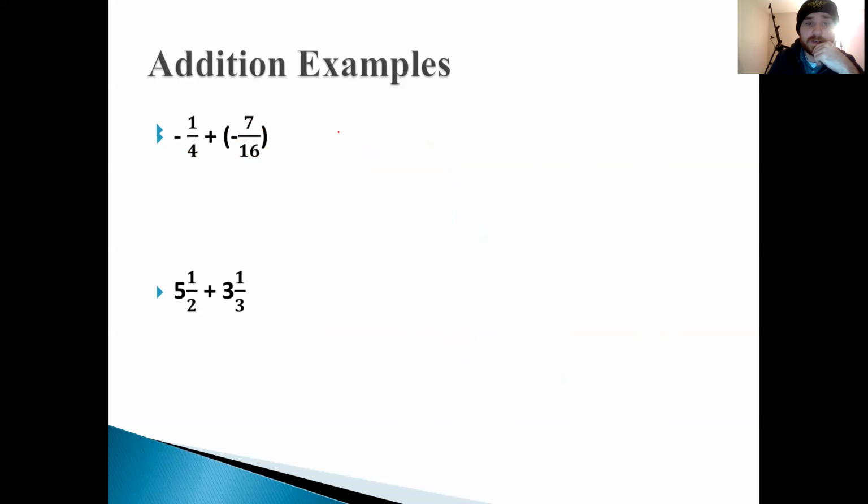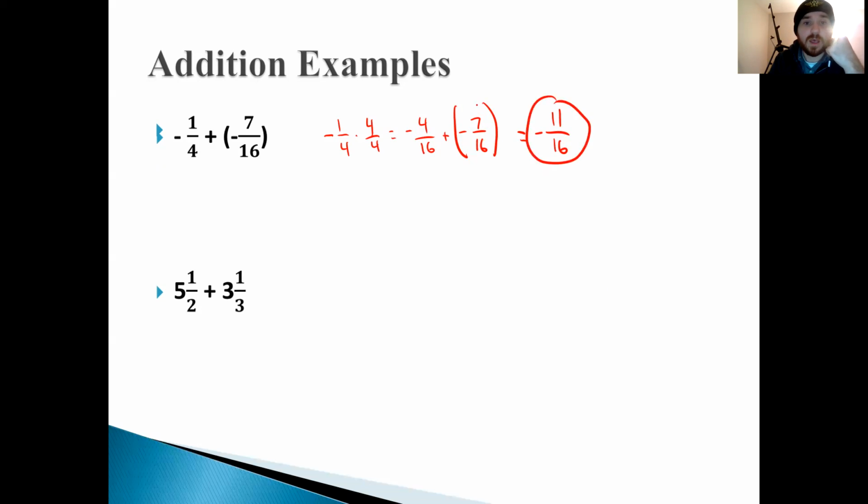The lowest common denominator is 16. So we're going to take that negative 1/4, multiply it by 4 over 4. That gives us negative 4 over 16 plus negative 7 over 16. We've got a negative plus a negative, so that just gets more negative. So we add the two together, that gives us 11 over 16, and then we need to make our answer negative since all of our numbers were negative there.